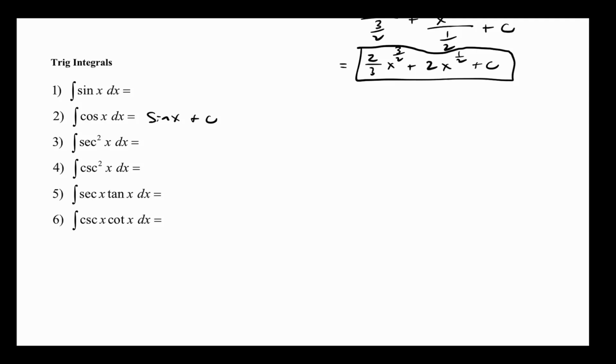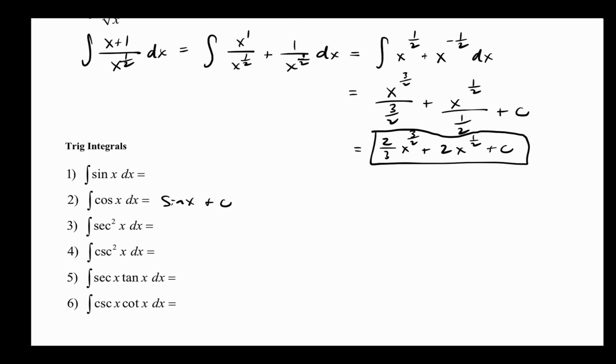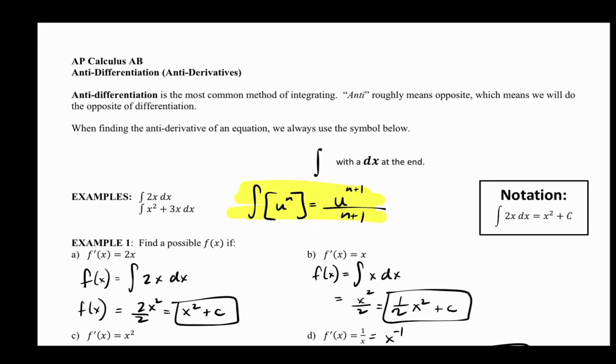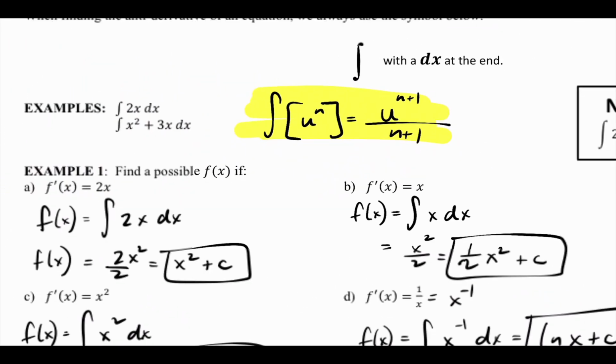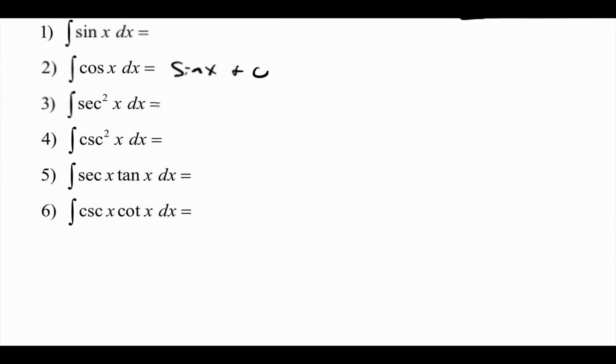So yesterday we came up with the power rule, right? The power rule for antiderivatives. It's very similar to the power rule for derivatives, but instead of taking away a power, we add a power, and then whatever that new power is, divide by it. That's the power rule we've been using. So that's what we did yesterday.